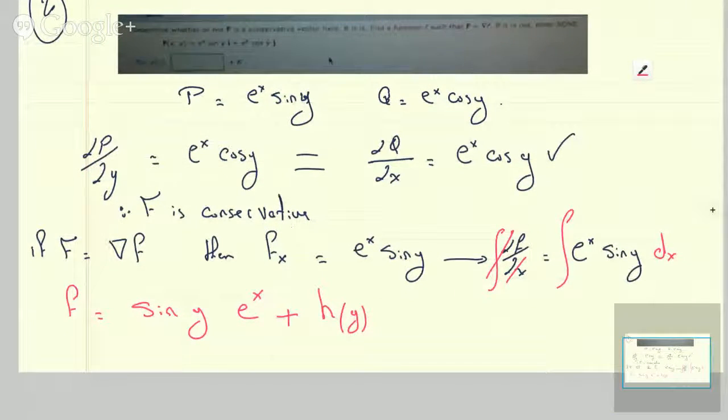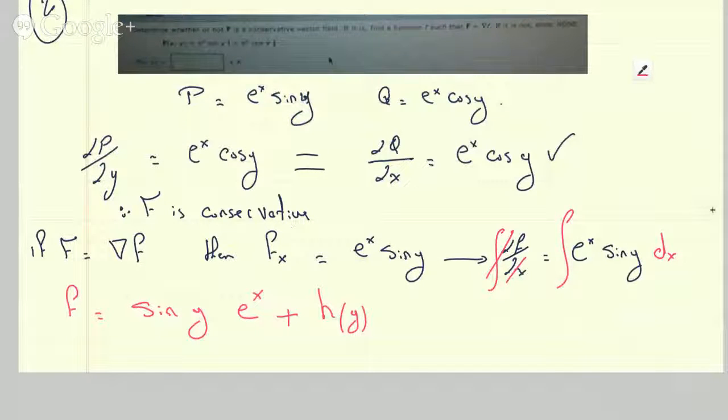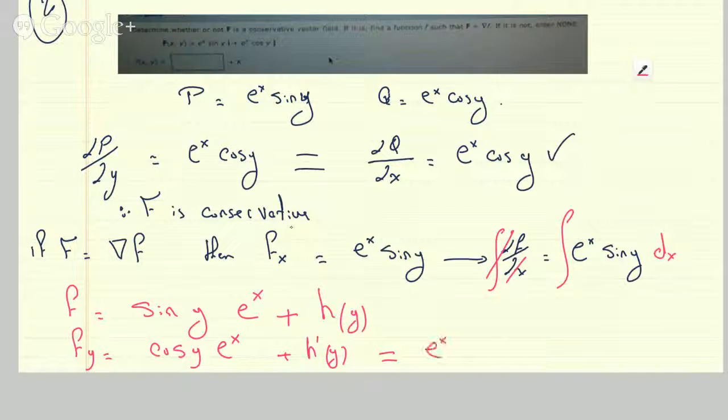Now the objective is to find h of y, so I will differentiate this with respect to y. This will be cosine y, with x held fixed, so it is e to the x, plus h prime of y, which, if true, has to be the same as the y component of the vector field, which is e to the x cosine y. We can see that those two terms are the same on both sides, they go away, which tells us that h prime of y equals 0.